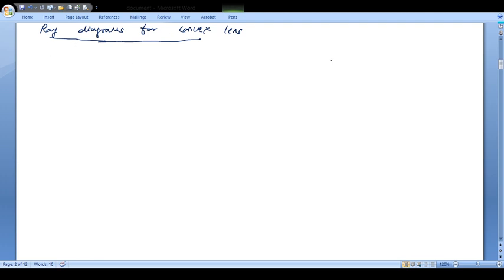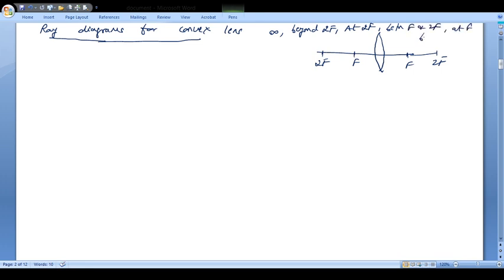Now see here, again we are going to see the same case. Suppose you have a convex lens here, right? So this is your convex lens. Let us suppose this is f and this is 2f, and on the other side again this is f and this is 2f. First you will keep the object at infinity. Then you will keep it beyond 2f. Then at 2f. Then between f and 2f, then at f, and then between O and f. All these cases we have to see.